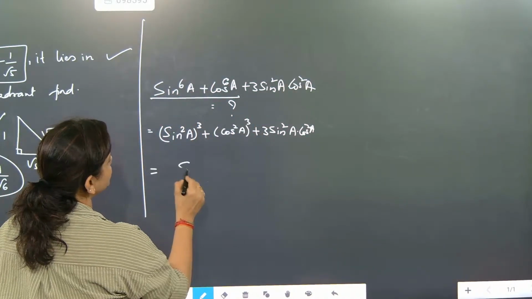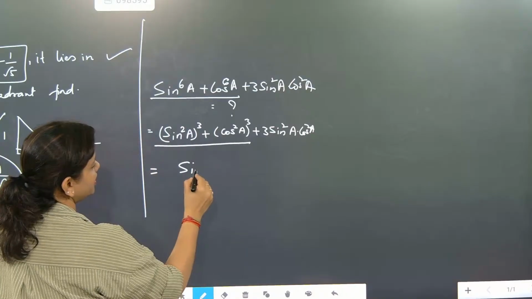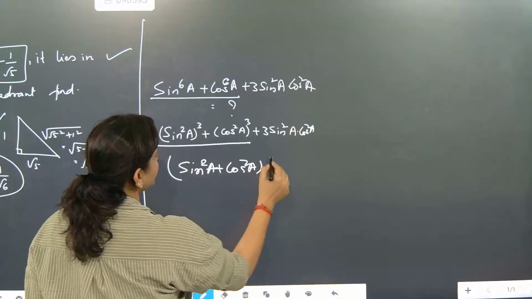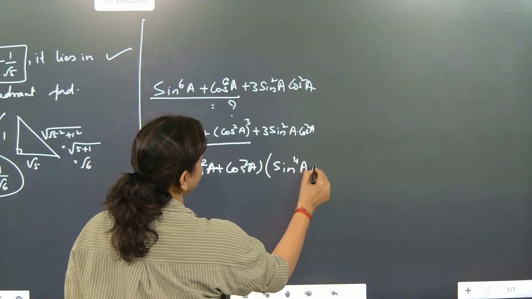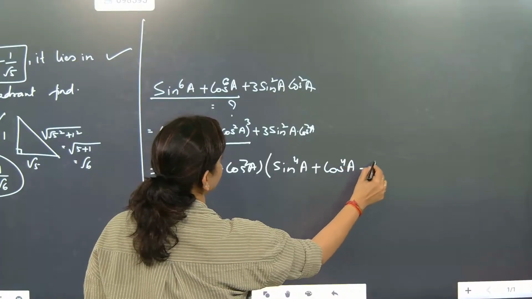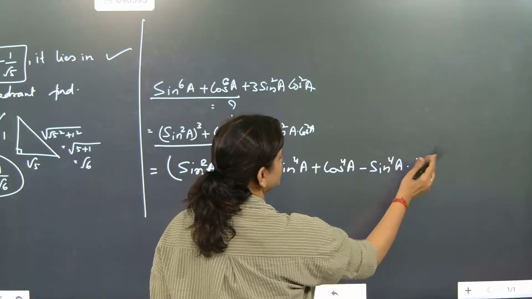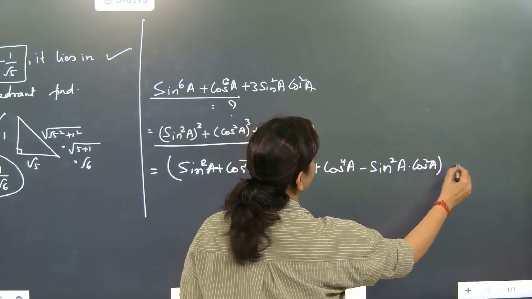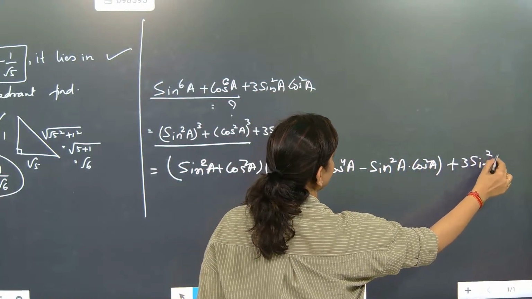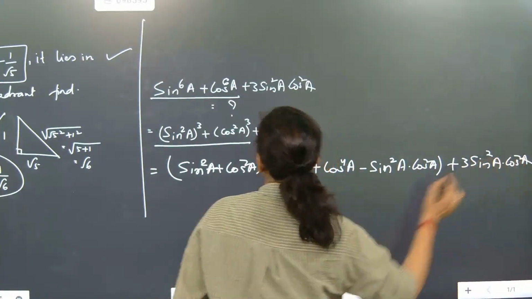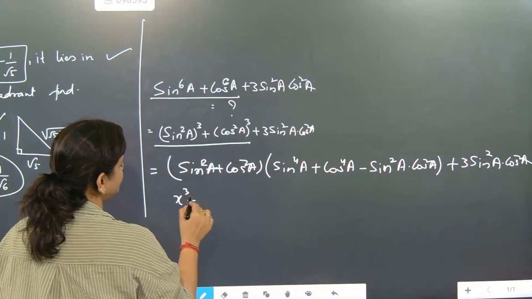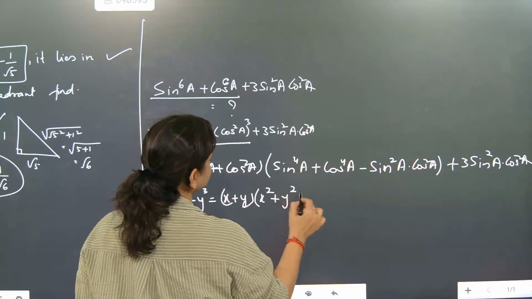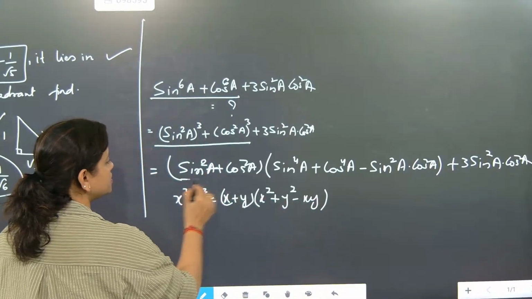This part is a cube plus b cube, so we use that formula. It will become sin square a plus cos square a, times sin to the power 4a plus cos to the power 4a minus sin square a into cos square a. This is according to the formula of x cube plus y cube, which is x plus y times x square plus y square minus xy. Based on this, the first part will become 1.